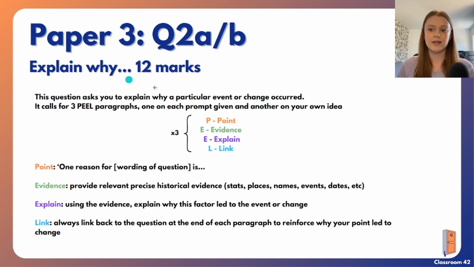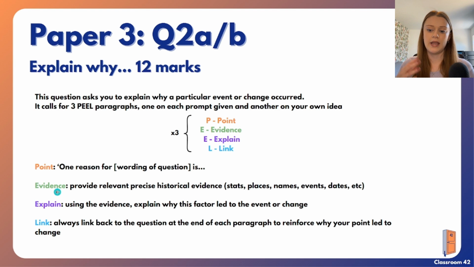So this question asks us to explain why a particular event or change occurred. It calls for 3 PEEL paragraphs. For example, you could do 1 on each of the stimulus points and 1 on your own idea, or you can do them all on your own ideas if you want to. So for our PEEL paragraphs, as always, this is point, evidence, explain, and link. So we're giving our point: 1 reason for this particular change is, and then we're stating our point.